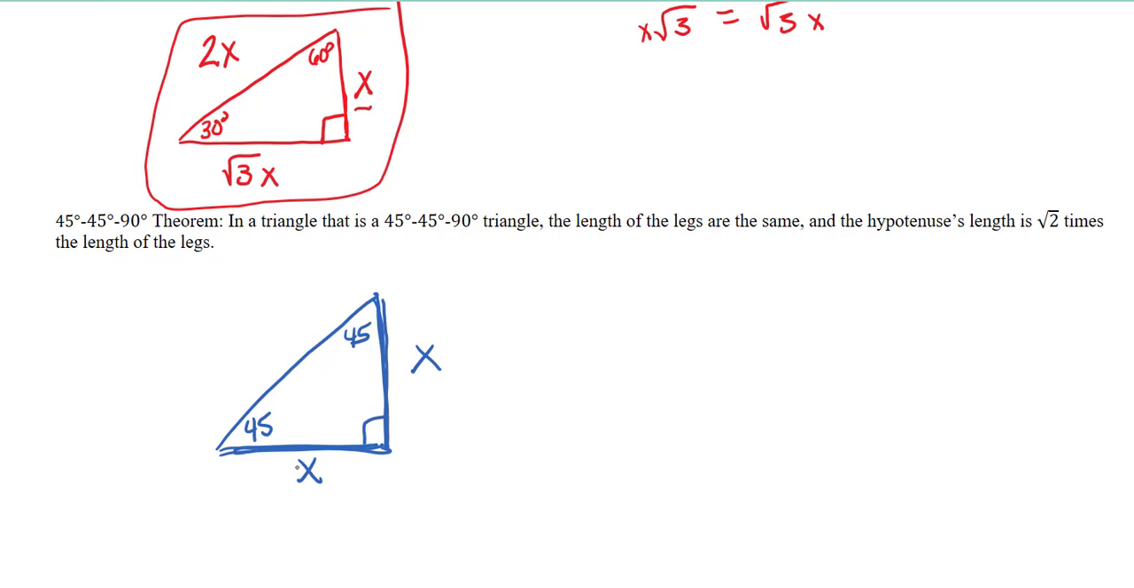So those are equal. Now the hypotenuse length is the square root of 2 times the length of the leg, either one, since it's the same. So it's going to be x times the square root of 2. Remember, you can write the square root of 2x. Either way, it just indicates that x times the square root of 2 is equal to the length of the hypotenuse. Now let's do some examples.